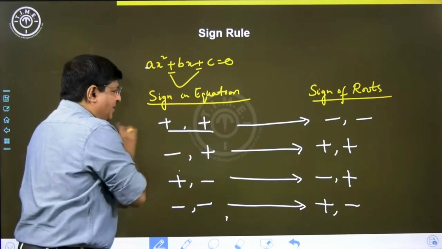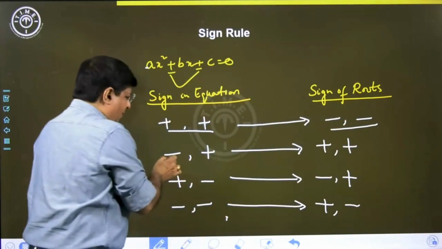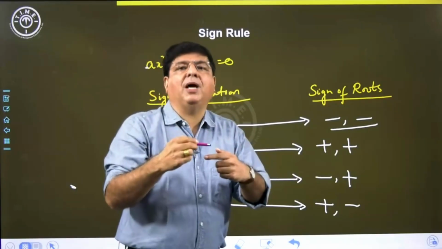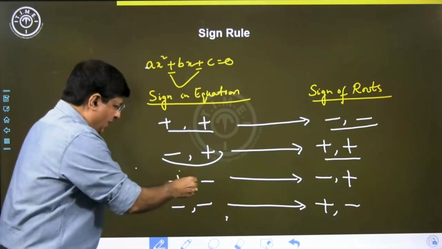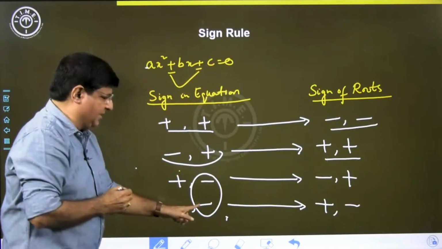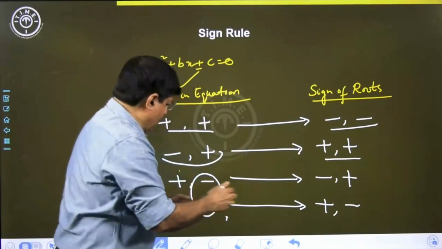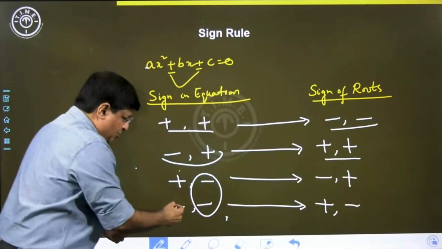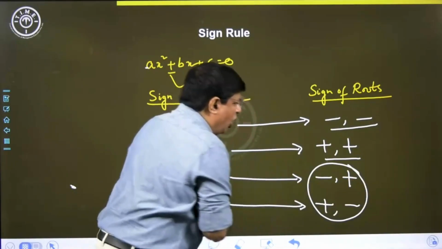If both are plus in the equation, both the roots are minus. If it is minus plus, then both roots will be plus. If the second one, that is the constant sign, has a minus, the roots will be of the opposite sign. So if it is plus minus, there it will be minus plus. If it is minus minus, there it will be plus minus. So these will be of the opposite sign.